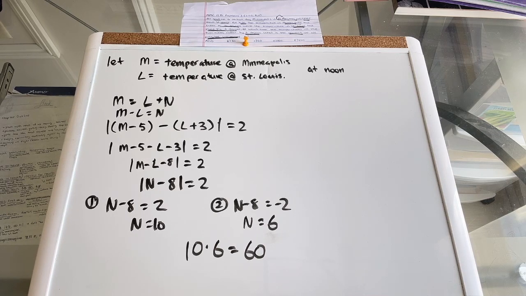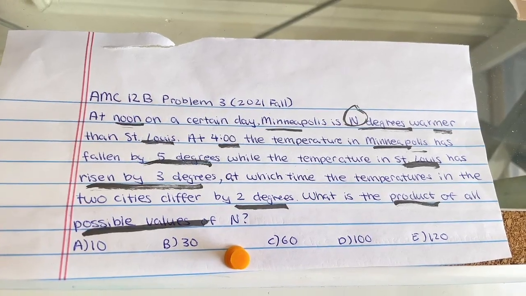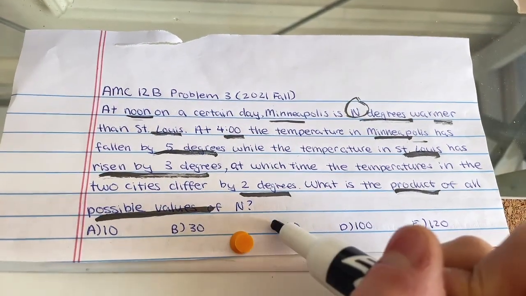This is a relatively easy problem, but the hardest part will be finding out that you have to use n to substitute for m minus L. And because, once again, we have to go look back at the problem to see what we are looking for and then use that to solve the problem. Now let's take a look at our answer choices. Looking at the answer choices, the answer will be C, 60.